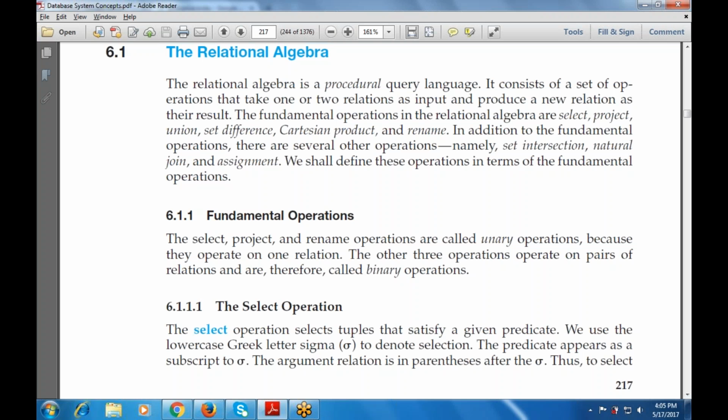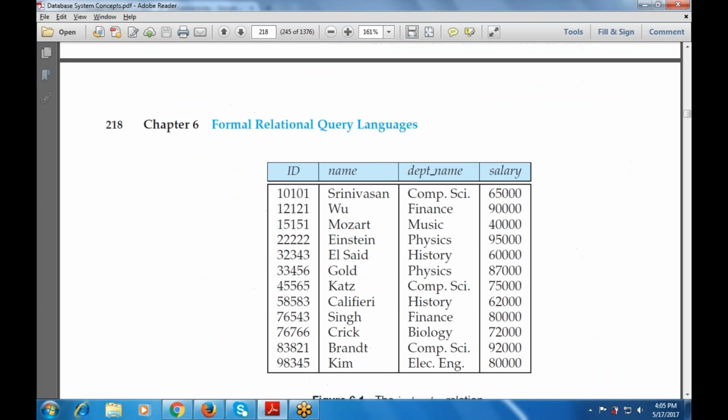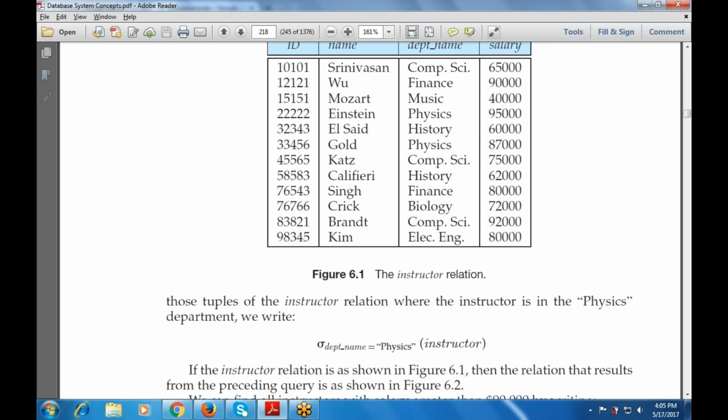We use the lowercase Greek letter sigma to denote selection. The predicate appears as a subscript to the sigma, and the argument relation is in parentheses after the sigma. This is one of the examples. If I want to select those tuples of the instructor relation where the instructor is in the physics department, the condition is that the department name equals physics. So we write sigma department name equals physics, instructor.